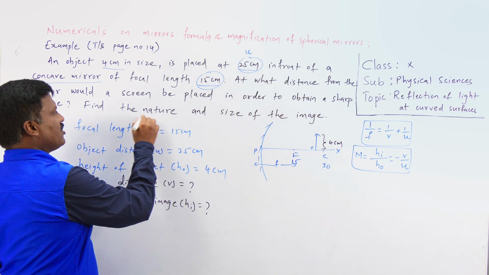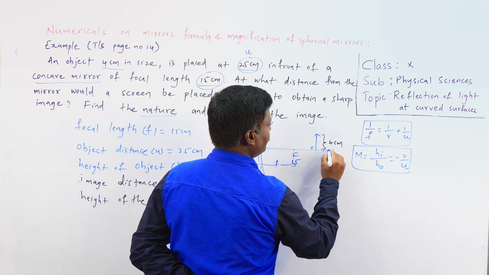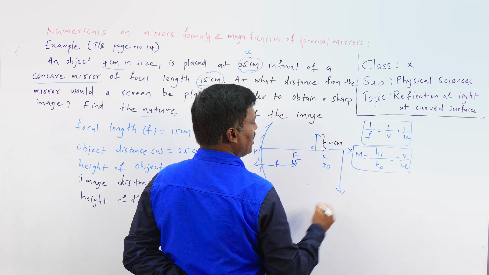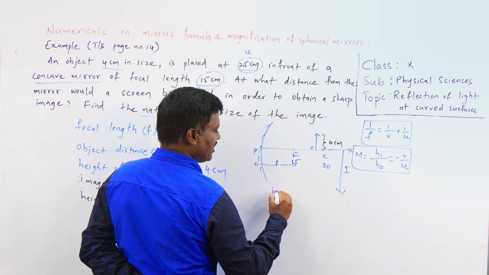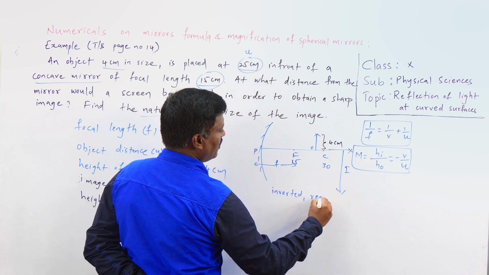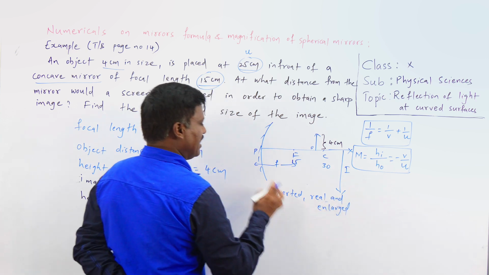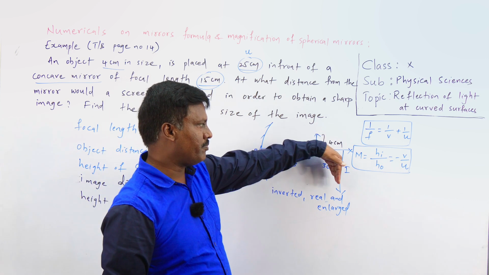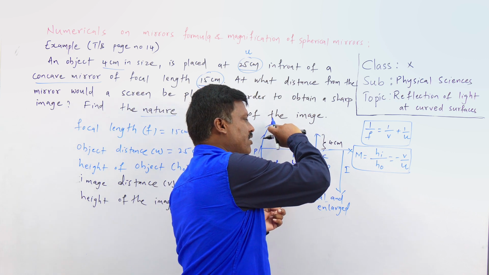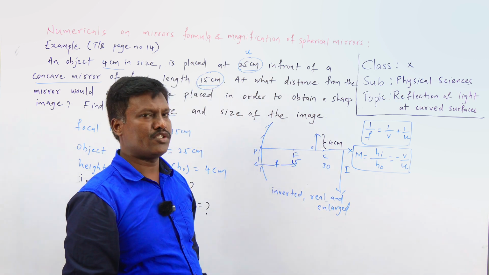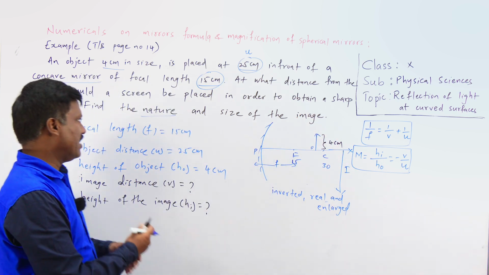First we are going to write the nature of the image, because the diagram is almost finished. When the object is placed between f and c, we know that the image forms beyond c. This is the image. So what is the nature of the image? Inverted, real, magnified or enlarged. Why is it called an inverted image? Because the image is formed downward of the principal axis. Why is it called a real image? This image is formed due to the converging of reflected light rays. Enlarged image: size of the image is greater than size of the object. That is why it is enlarged. So nature is finished.